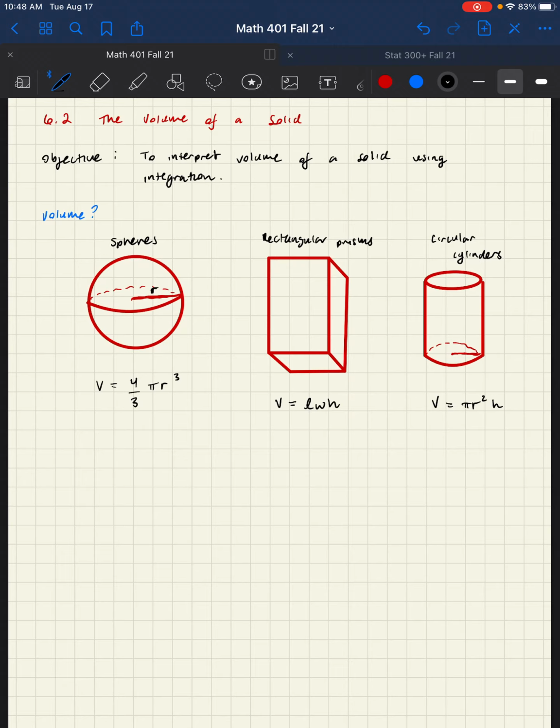The development of these formulas, the volumes of solids, is one of the oldest mathematical endeavors. It's resulted in some pretty famous geometric formulas like the ones I have written down here. But there's a way to do this with calculus. What we're going to cover in this video is just one of those ways.